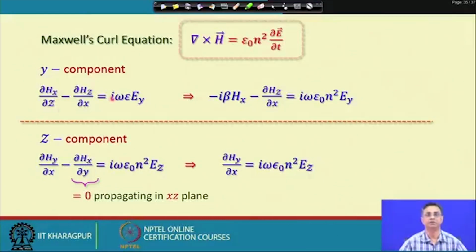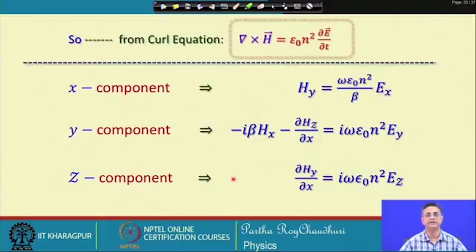Similarly, if you take the y component of the field, you can represent the field in this form and it will reduce to this form, and for the z component again you will have del H x by del y, because there is no dependence along the y direction. So, putting this quantity equal to 0, we can write the relation between H y and E z in this form. Now, we will take the curl equation for the.